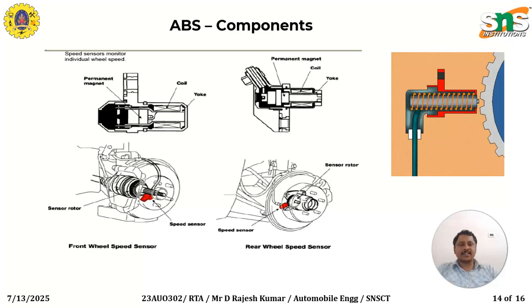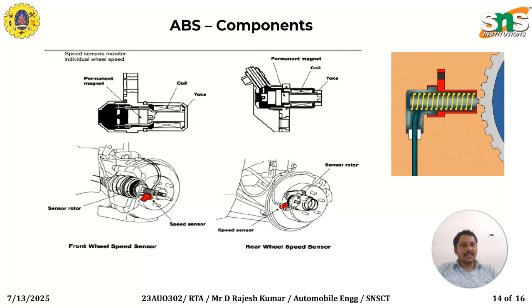So this wheel speed sensor, you can see here. A gear-like structure is mounted on the wheel, so that it spins along with the wheel. While the wheel is spinning, this sensor will generate a pulse, right? The pulse of voltage. Through the pulse of voltage, the ECU understands that the wheel is in motion.